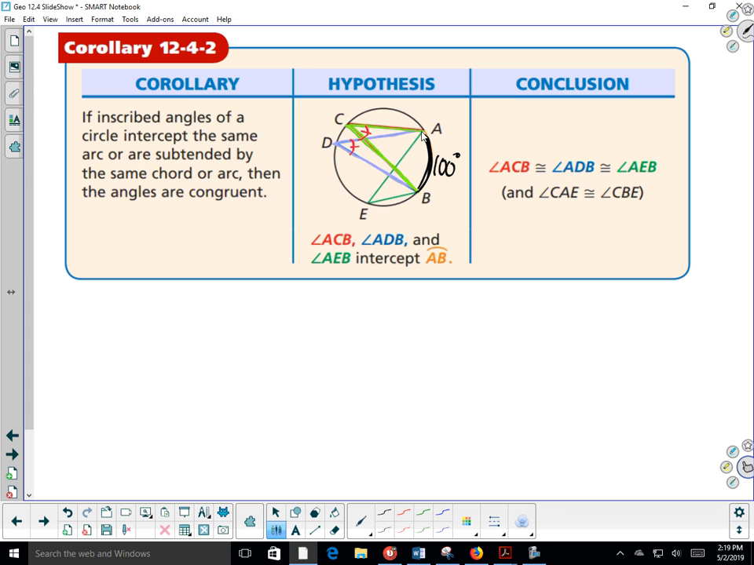They would each measure 100. They each measure 50, right? Does that make sense? This one would be 50 degrees. This one would be 50 degrees also. Are we okay with this? That's what this theorem is saying. If you've got two different angles like this, two inscribed angles that are hitting the same arc, they're going to be congruent. Moving on.